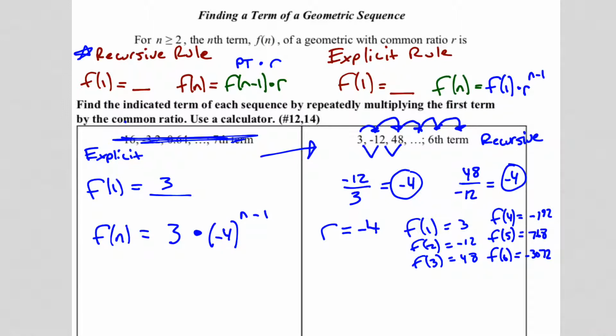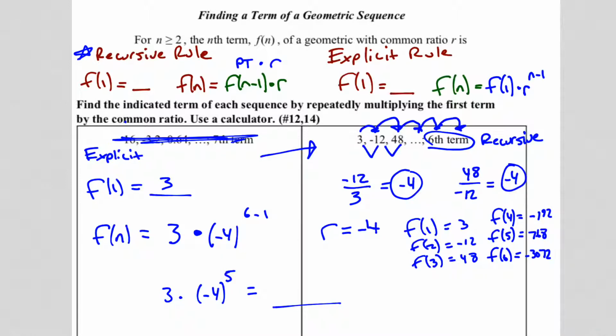Well, you already know your n. You're trying to find the sixth term. So what is 6 minus 1? This goes 6 minus 1 here. That's 5. So you're going to go 3 times a -4 to the 5th power. And that's going to equal whatever the sixth term is. Now, I'm going to take a moment to show you where the power key is on your class set of calculators. And hopefully you can key this in and also find the sixth term.